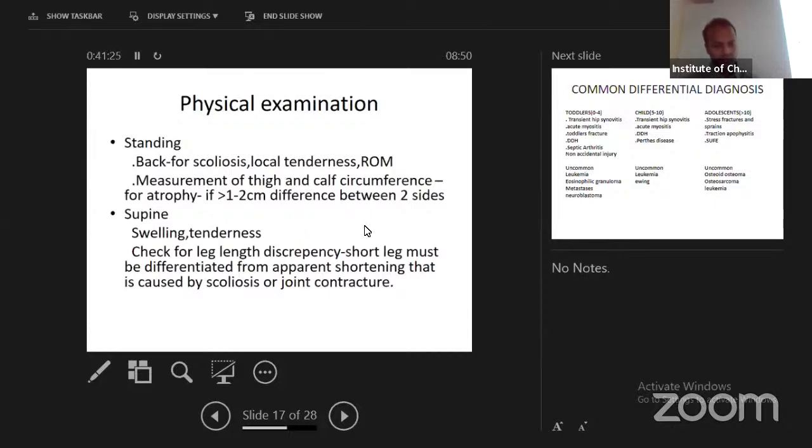In this examination, a short leg must be differentiated from apparent shortening that is caused by scoliosis or joint contracture.